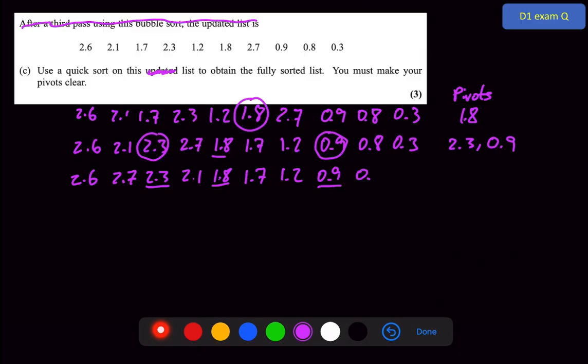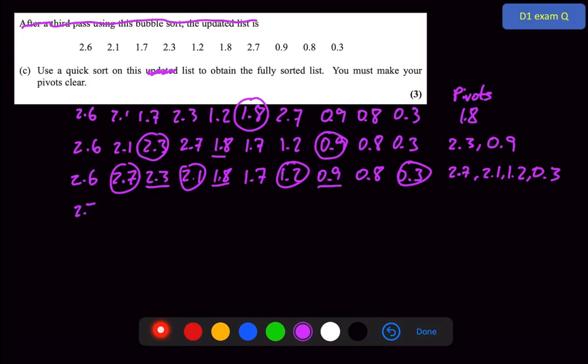0.9, 0.8, 0.3. And here you can see why it can get quite quick, because now I've got 4 pivots. This one, this one, this one, and this one. 2.7, 2.1, 1.2, and 0.3.